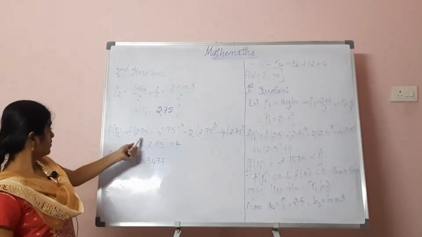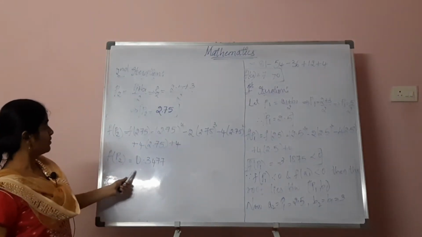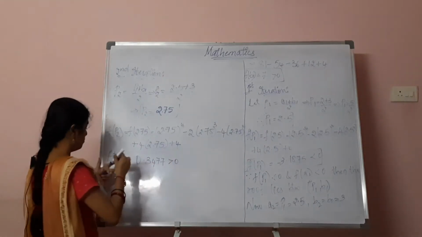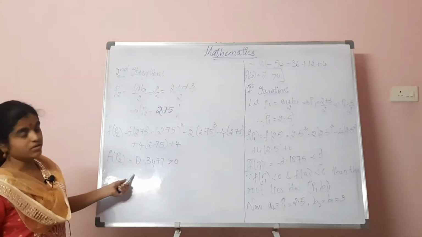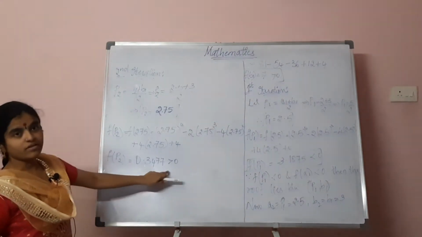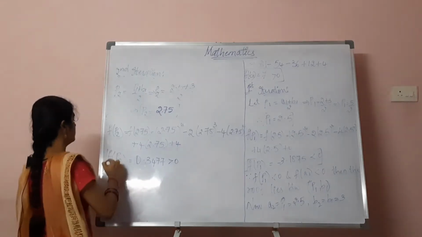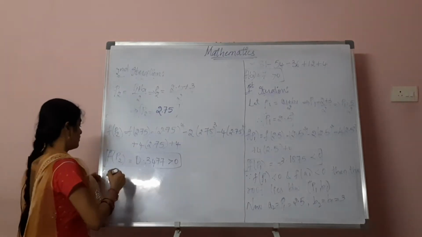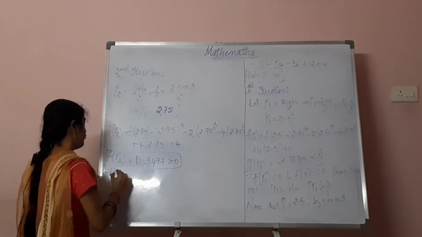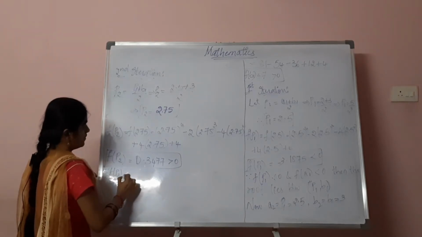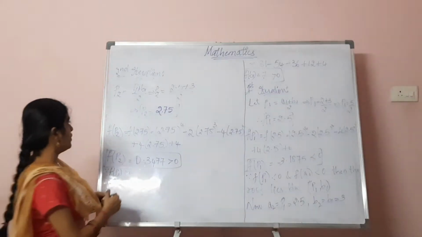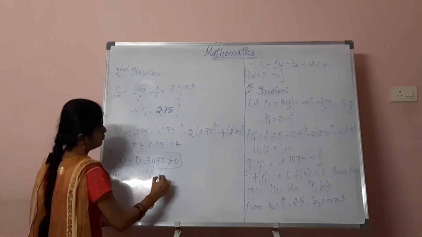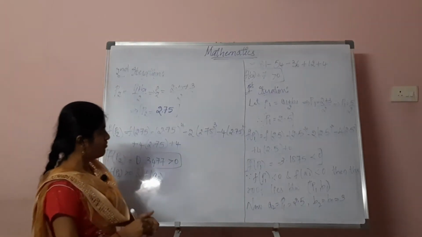So after calculating this whole equation, F of P2 equals to 0.3477, which is greater than 0 because it does not contain any negative symbol here. 0.3477, that is positive. So since F of P2 is greater than 0, and F of A2, what is F of A2 here?